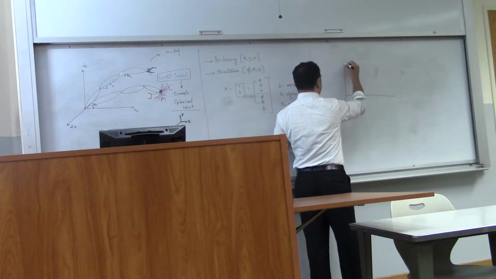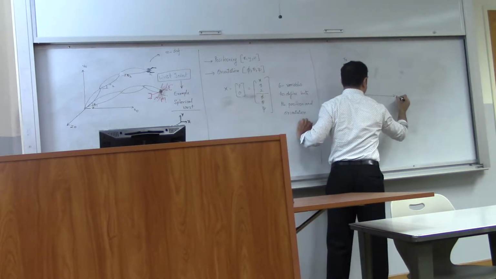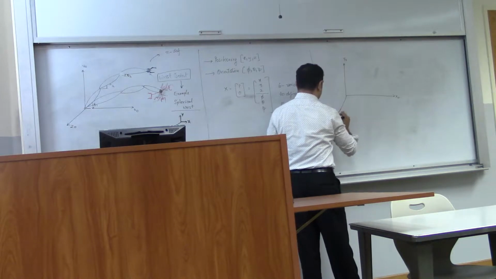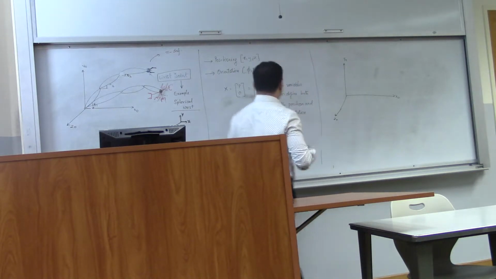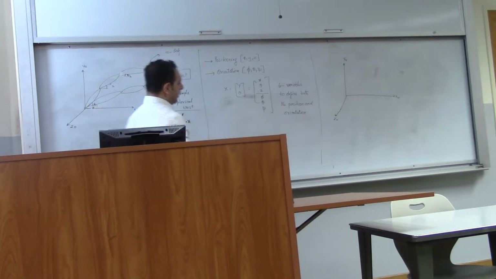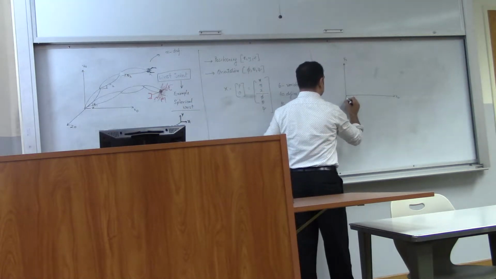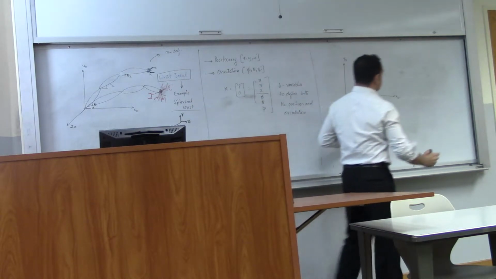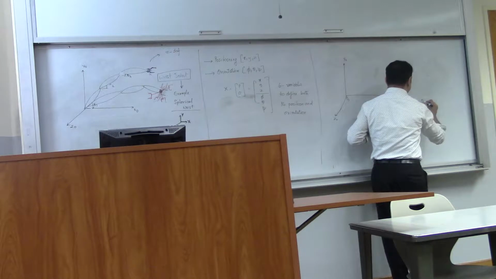So the first frame that we have is a global reference frame. X0, Y0, and Z0. Okay? This is a global reference frame. This is where you have the base of the manipulator. So we call it O0. Origin is O0. This is our global reference frame.